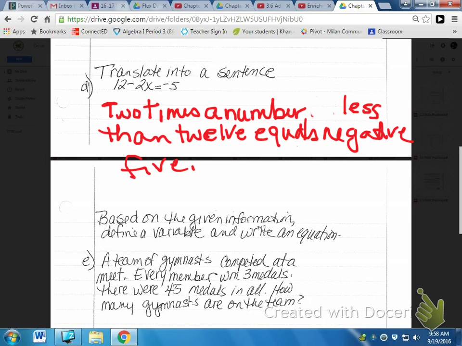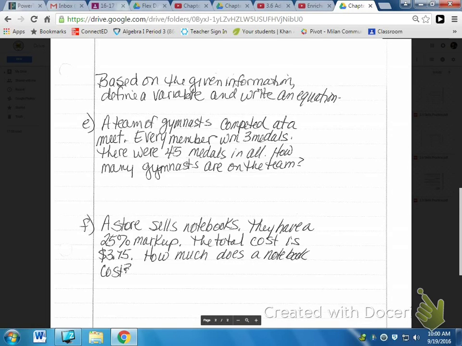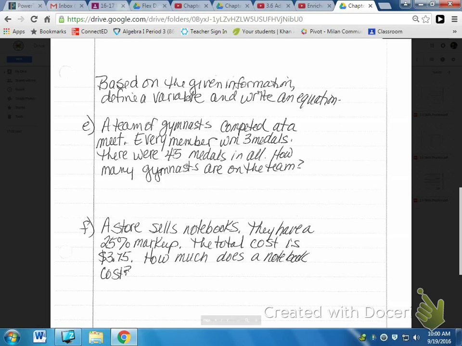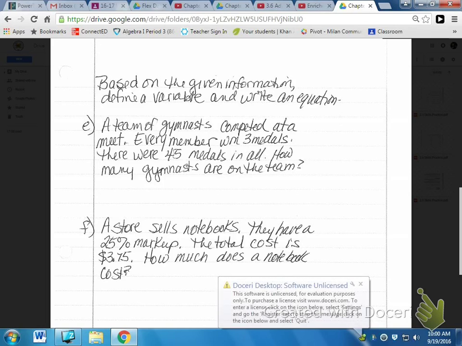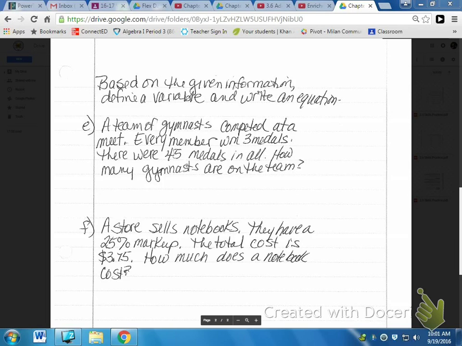Based on the given information, define a variable and write an equation. So when we talk about defining a variable, it doesn't mean write the definition for the word variable. It means that you pick the variable that you're going to use and you actually use that variable then in the equation that you're going to work on.